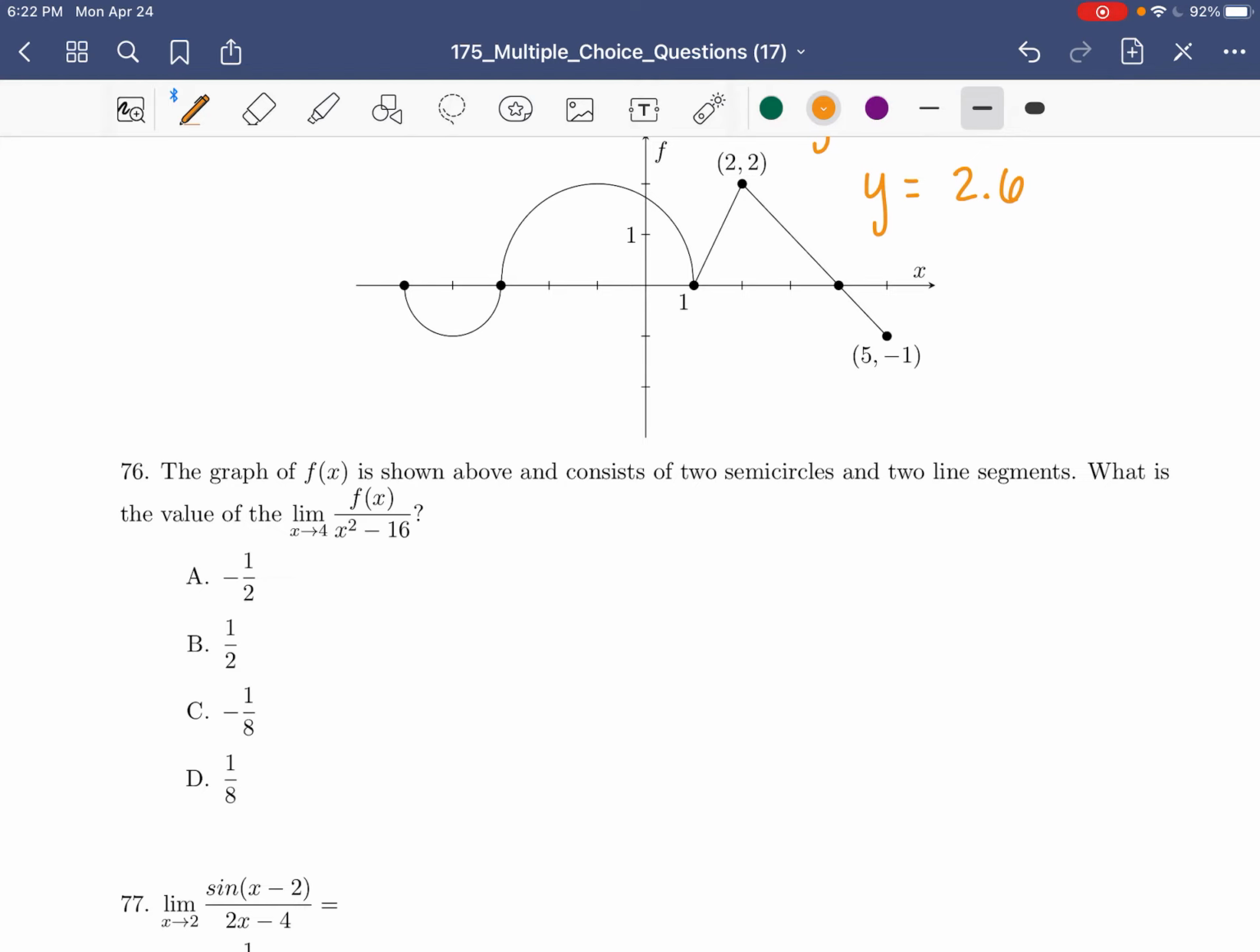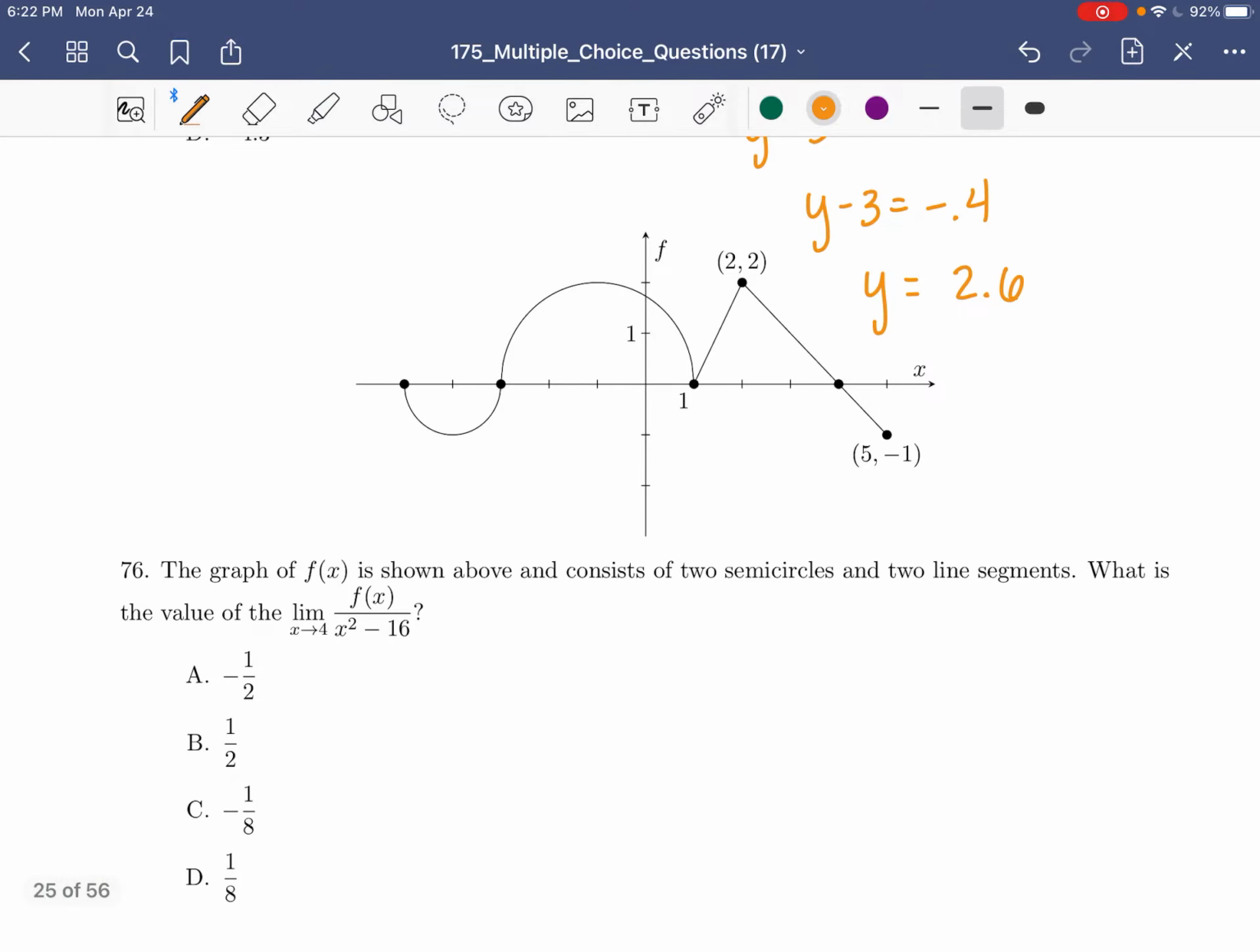Okay, next one, we want the limit as x approaches 4 of f of x over x squared minus 16. So if you plug in 4 here, notice this gives you a graph of f. If we look at 4, it's 0. So we're going to end up with 0 over 0. So we have to use L'Hopital's. F prime of x over 2x. So I took the derivative of the top and the bottom, and now I'm going to try plugging it in again, which gives me f prime of 4 over 2 times 4, which is 8.